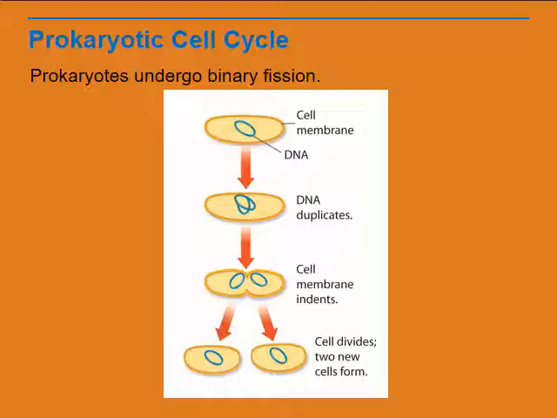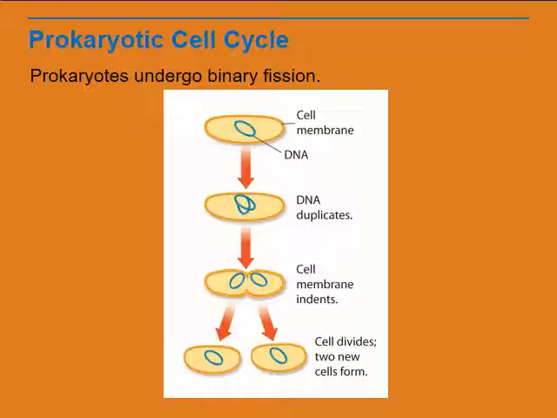And why does the cell duplicate its DNA? Well, the cell duplicates its DNA so that each daughter cell can have a complete copy of the original cell's DNA. And that's important, because if this cell is going to do the job of the original cell, then it has to have the same type of programming.